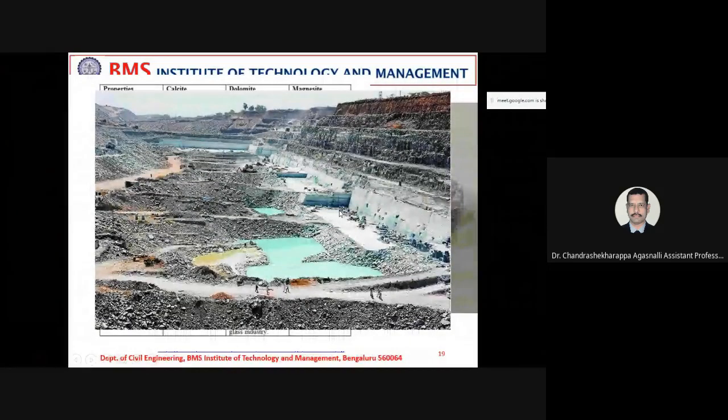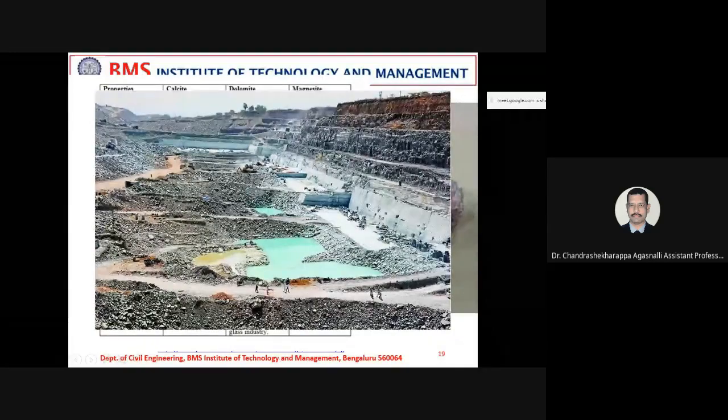Here you can see the limestone mines, and these are the benches. Top is the topsoil. It's nothing, it's a waste for us. We call it overburden waste, and down below that is a highly weathered zone, and down below this is the pure limestone.